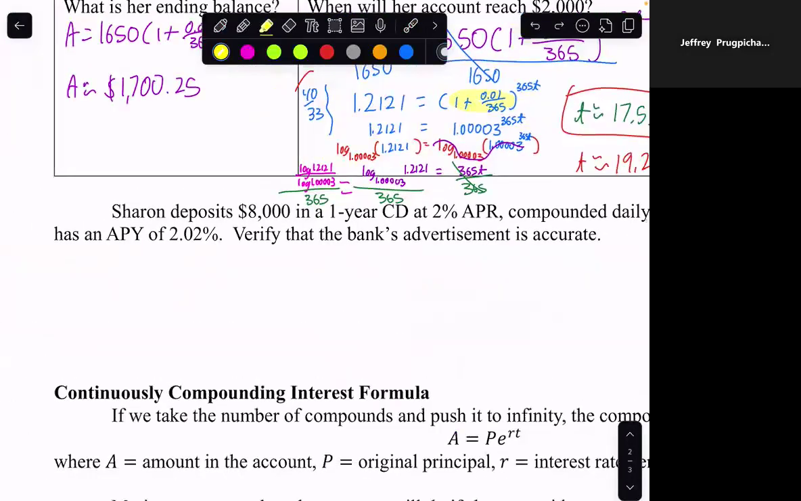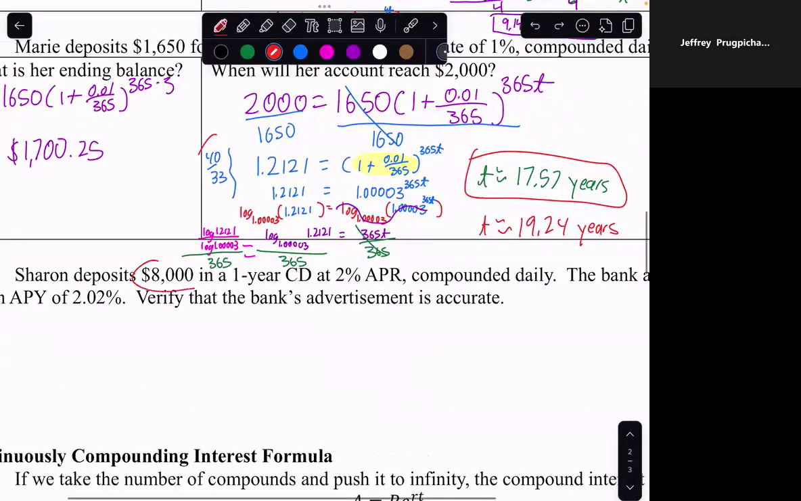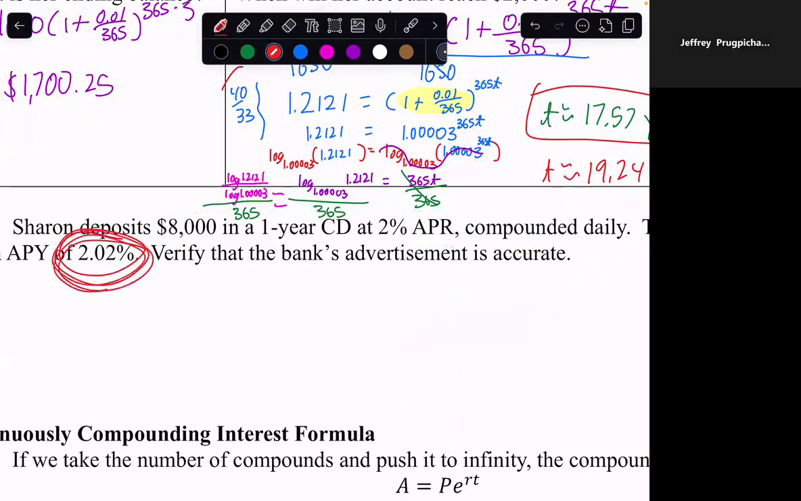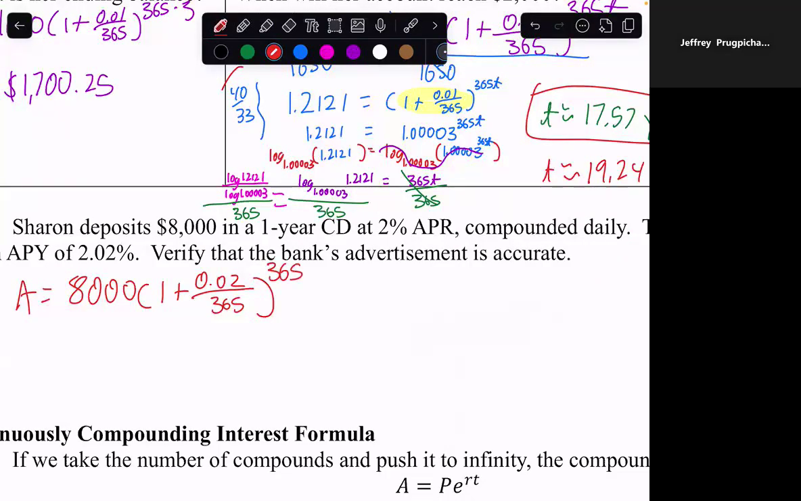Okay, so how we verify this is first we calculate the actual balance. We're using the 2% right now. That's the actual value. We're not going to use the advertised number because we don't know if it's true. This part is just a regular compound interest problem. Sharon is starting with 8,000. The interest rate is again 0.02. Compounded daily is 365, so n is again 365, and it's a 1-year CD, so t is 1.